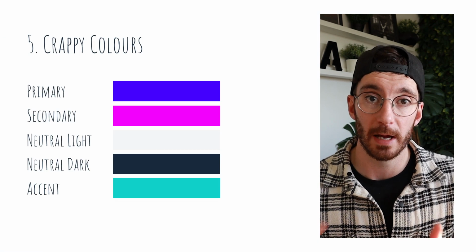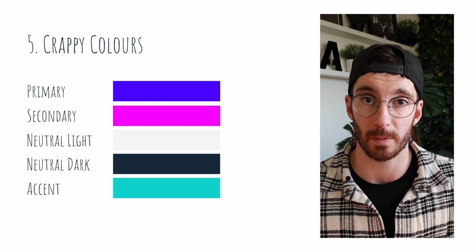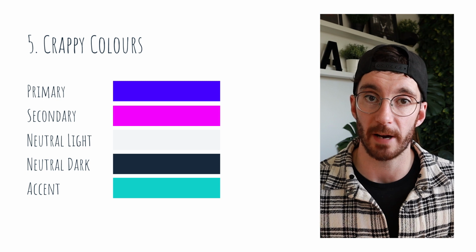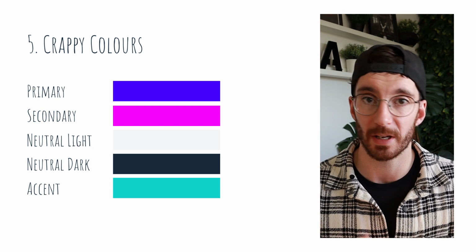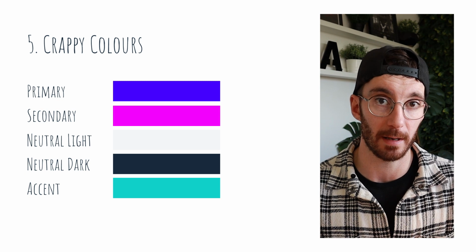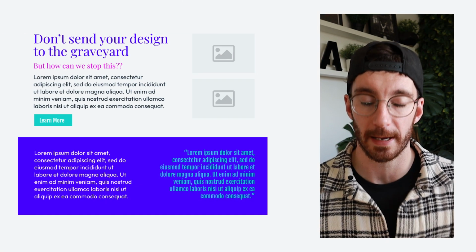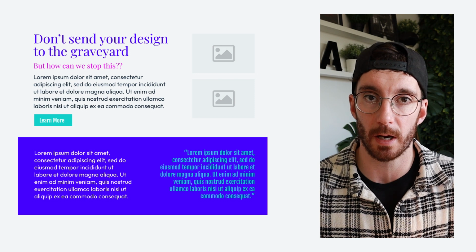Okay, if you wanted to go a little bit more crazy with colors, you could look at implementing 5. As I say, I do recommend 2 to 3, but using 3 to 5 colors is also fine if they are used correctly. So you could have a primary brand color, a secondary brand color, 2 neutral colors, and then your accent color as well.